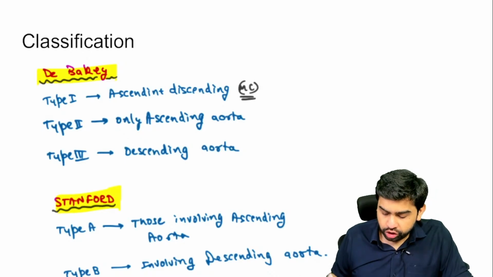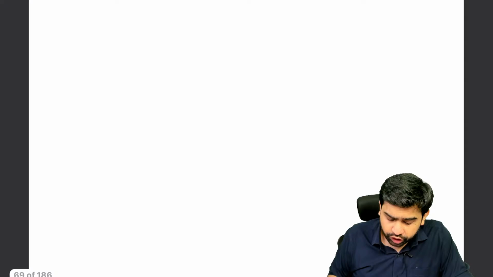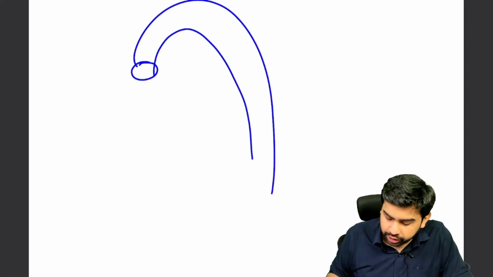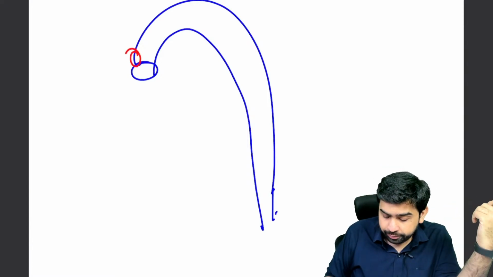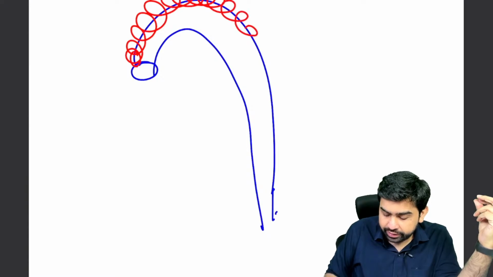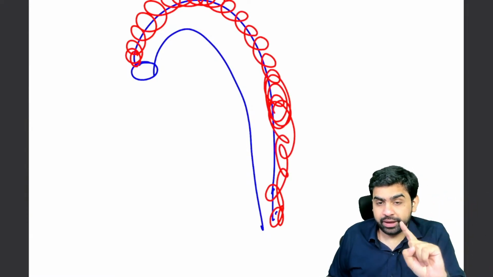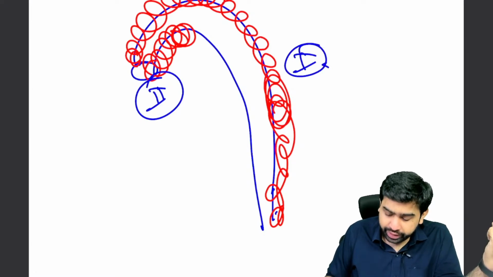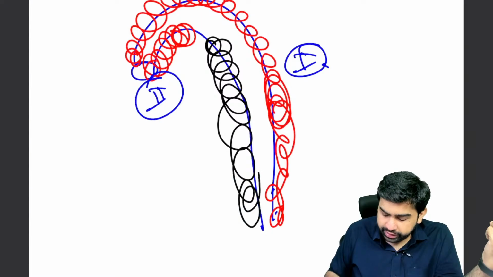Now there are two classification systems for this: DeBakey's classification and the Stanford classification. Let's assume this is the arch of the aorta. If a dissecting aneurysm involves the ascending aorta and the descending aorta together, this is DeBakey's type 1. In DeBakey's type 2, only the ascending aorta is involved. And if only the descending aorta is involved, this is DeBakey's type 3.